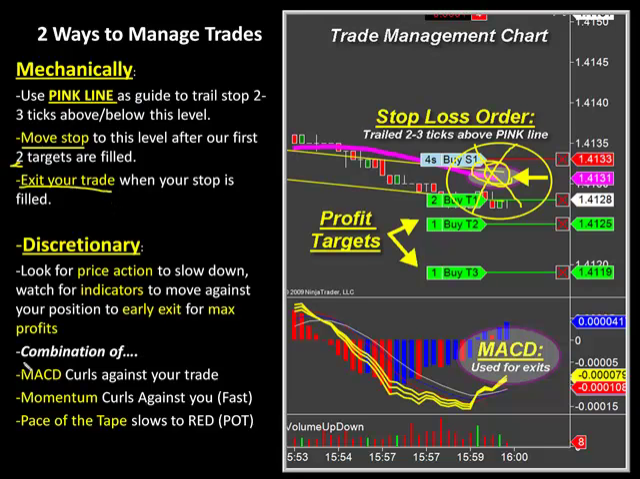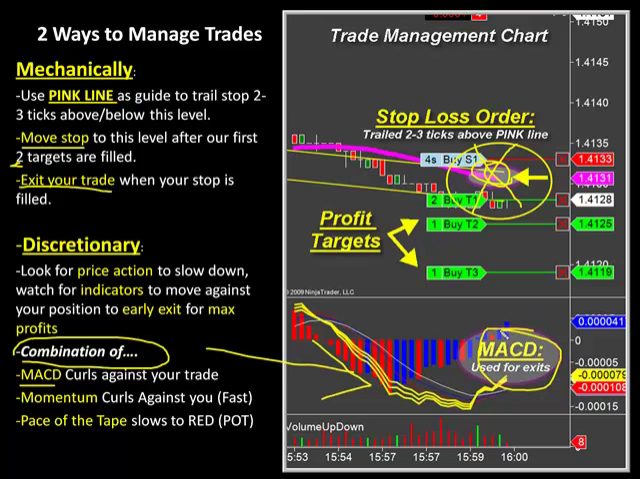And of course, we're looking for a combination of these 3 tools. On your trade management chart, we have your MACD, right? That's right here. Momentum, of course, on your fast time frame chart, your trade room fast. And then you've got your pace of tape indicator. So 3 things: MACD curls against us, momentum curls against us, and the pace of tape slows down to red.